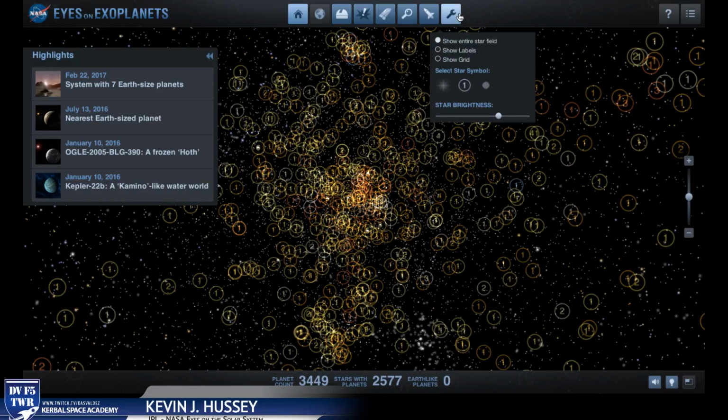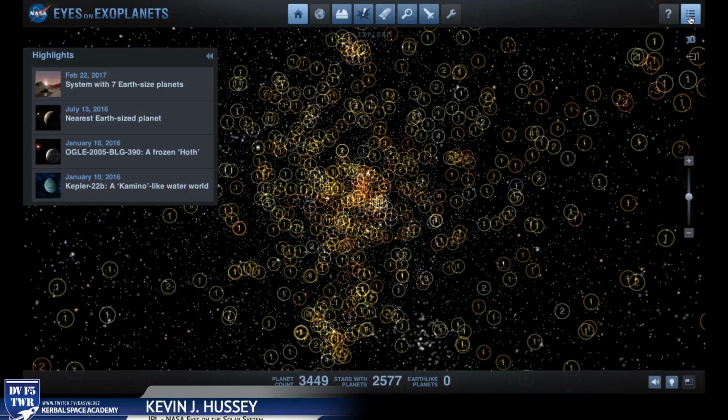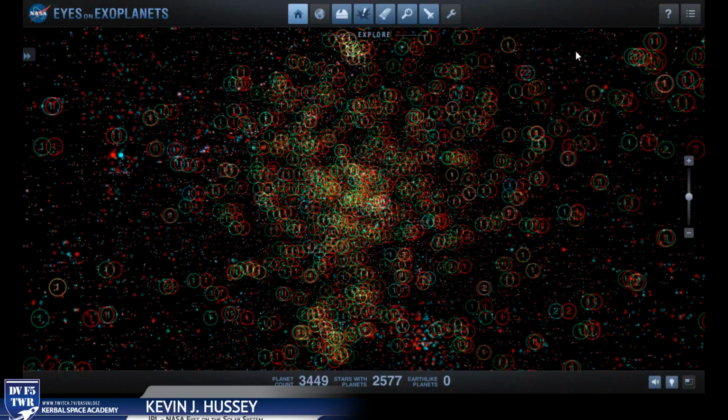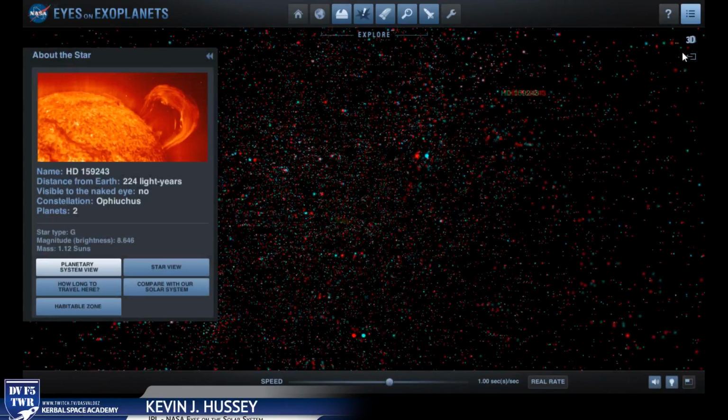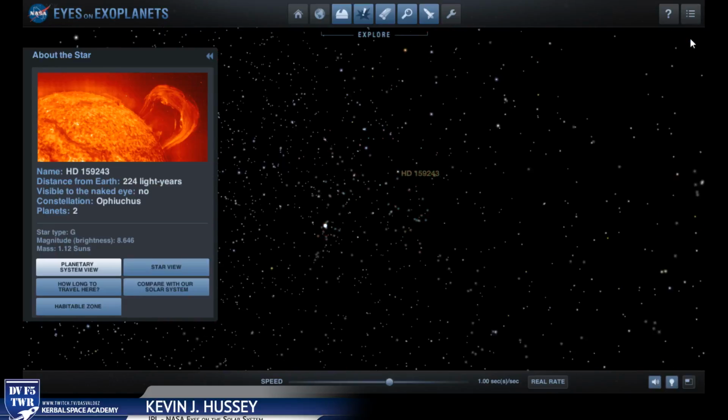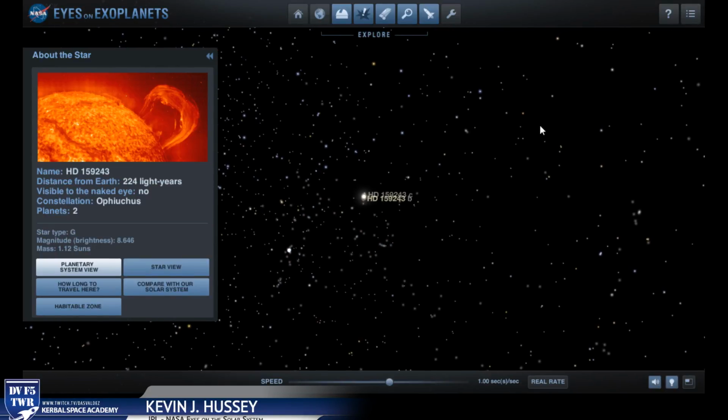Is there anything else in Eyes on Exoplanets we should look at? Oh, if you have anaglyph glasses and view it in 3D, which is pretty trippy. Wow, that is pretty trippy. Just need a pair of cheapo glasses. I actually have a set of those sitting on my desk at the studio.